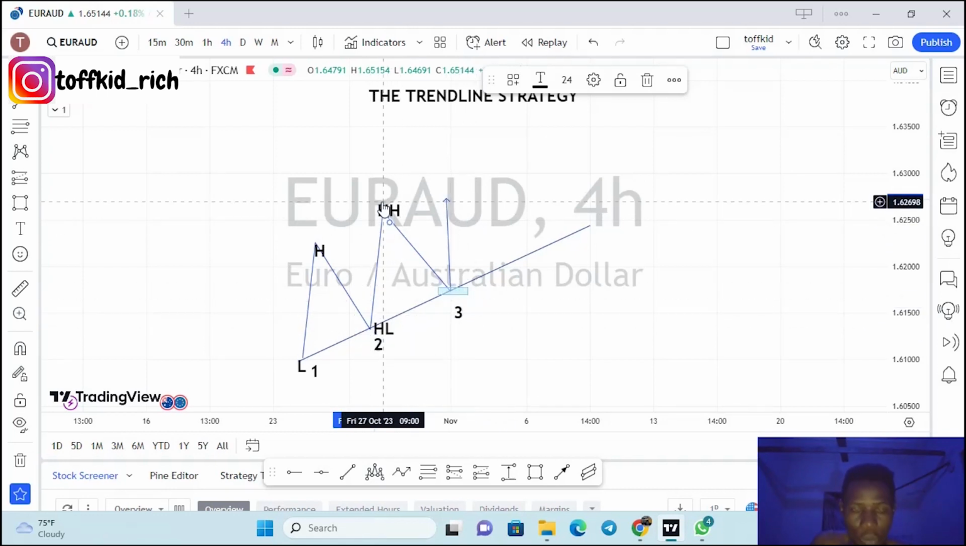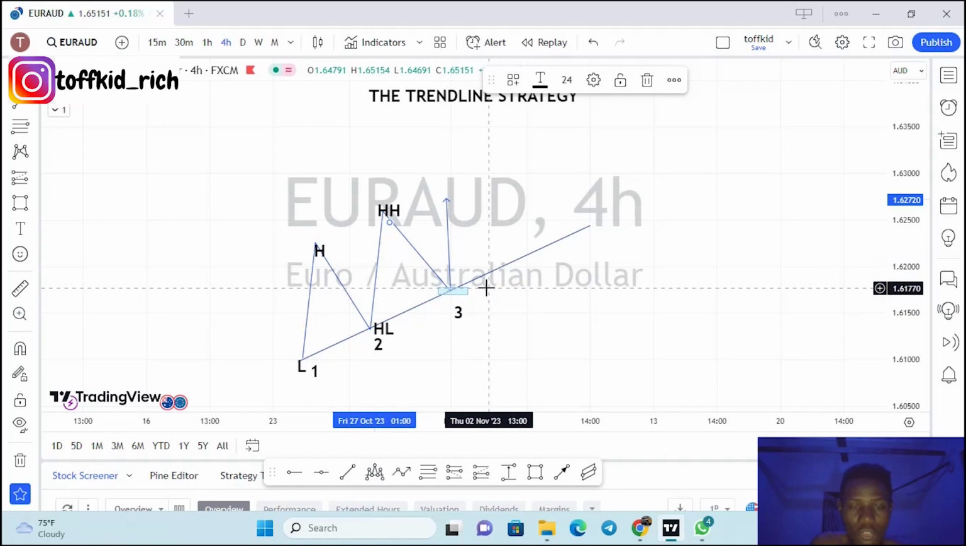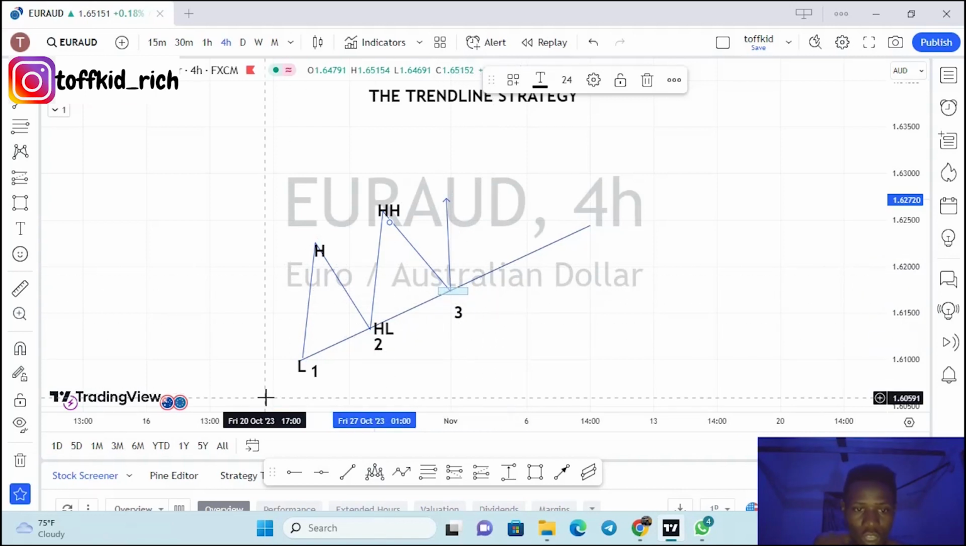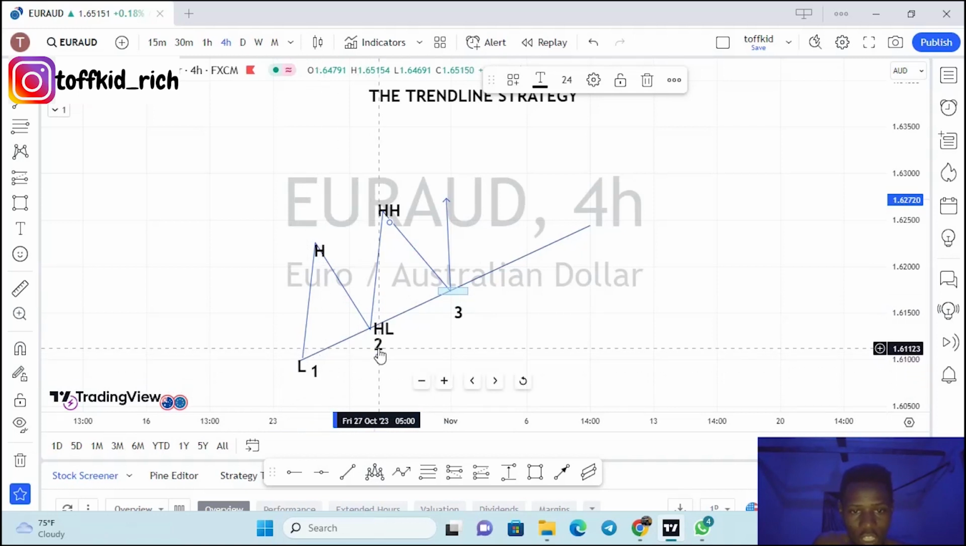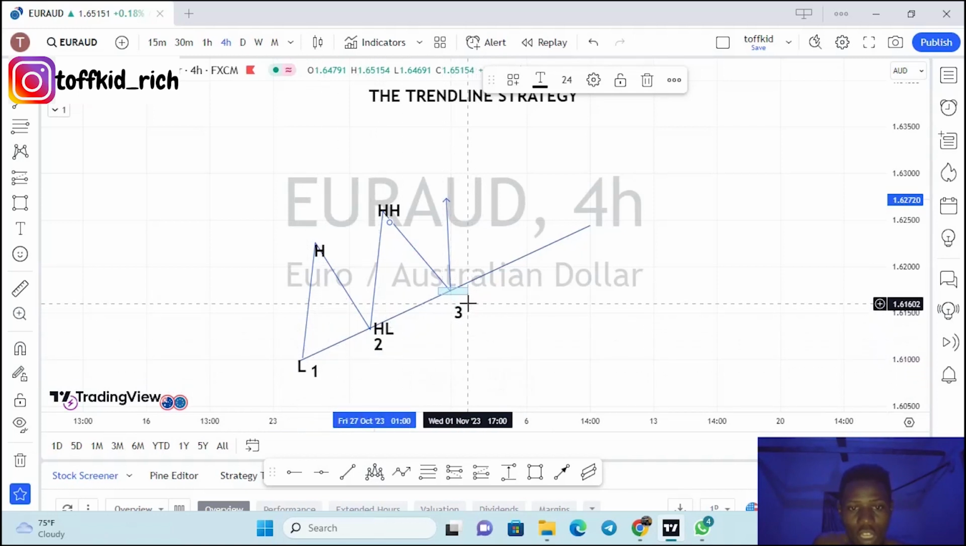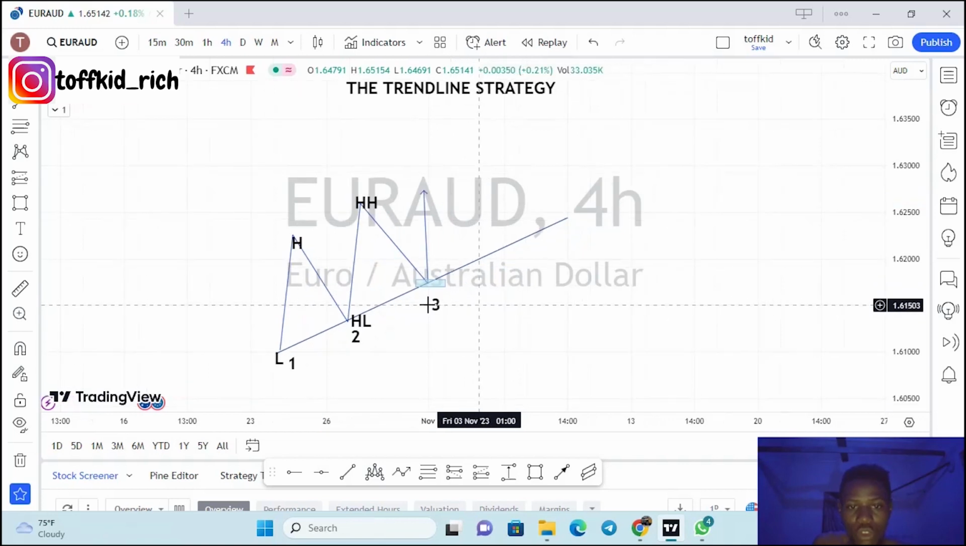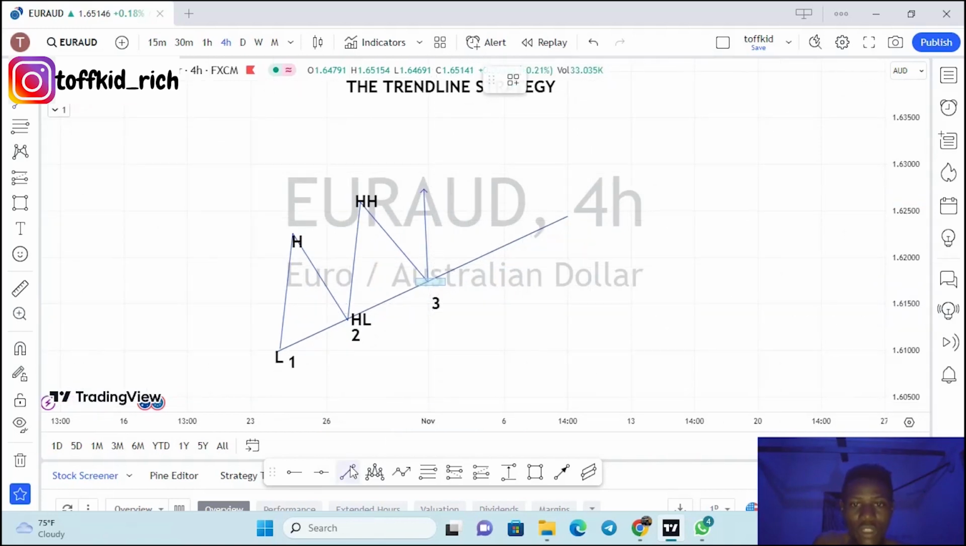Therefore we must wait for price to eventually drop to another higher low, making our third touch of the trend line. Here you can see we have the first touch here, the second touch here, and upon the third touch, which is the higher low once again, that is where we are going to look for our entry setup right there.